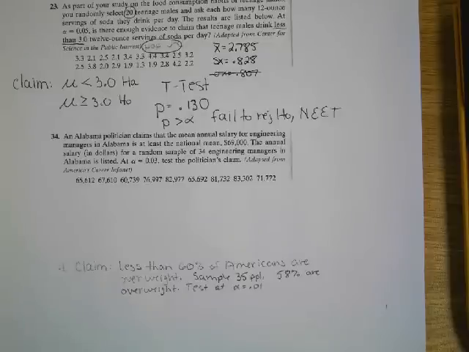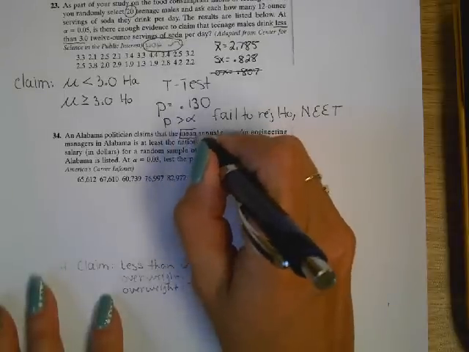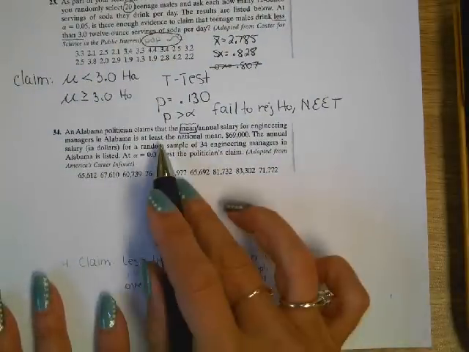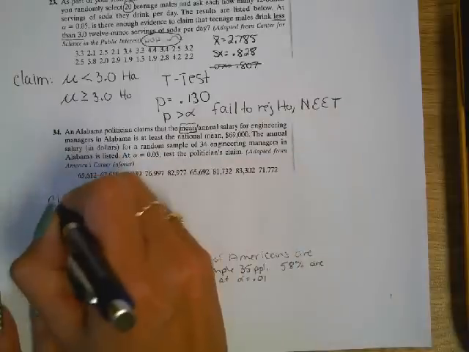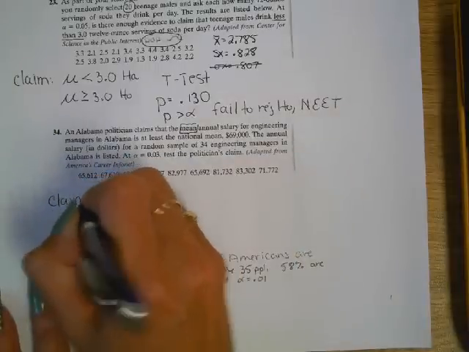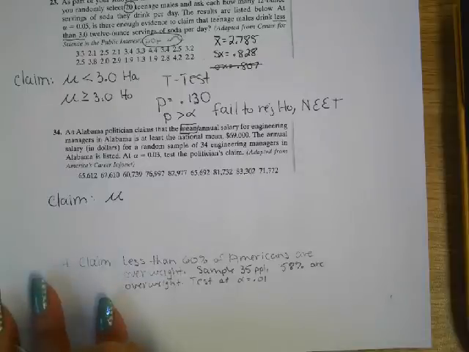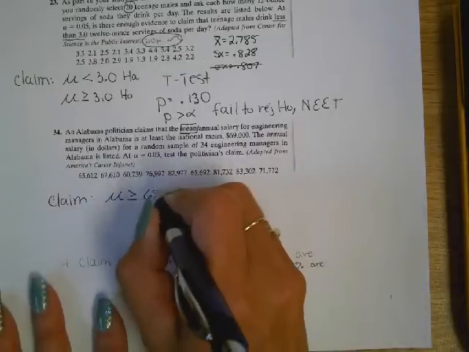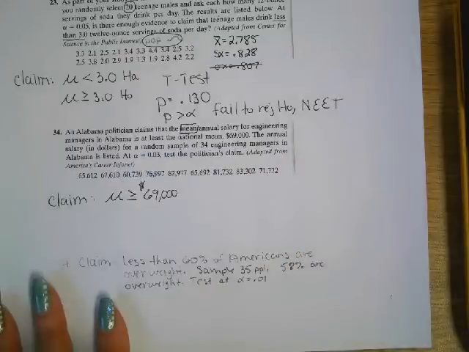Okay, 34. An Alabama politician claims that the mean annual salary for engineering majors in Alabama is at least the national mean of $69,000. That the mean annual salary is at least $69,000.